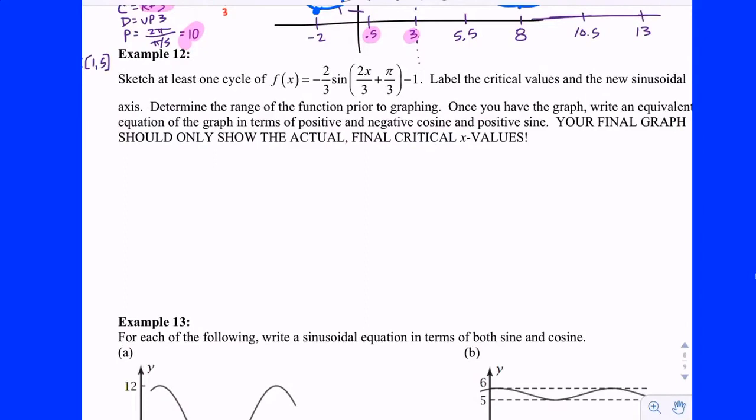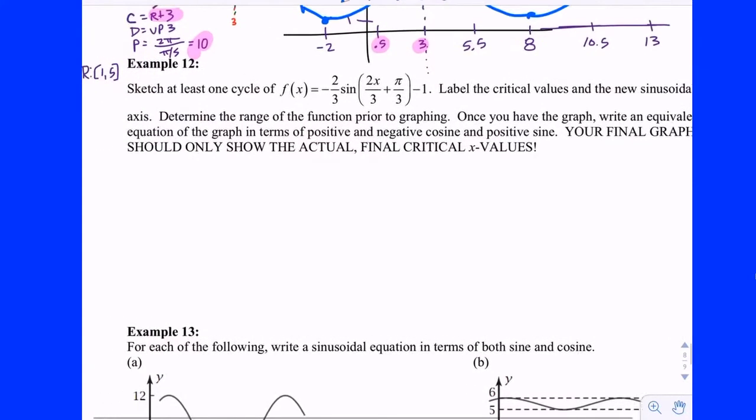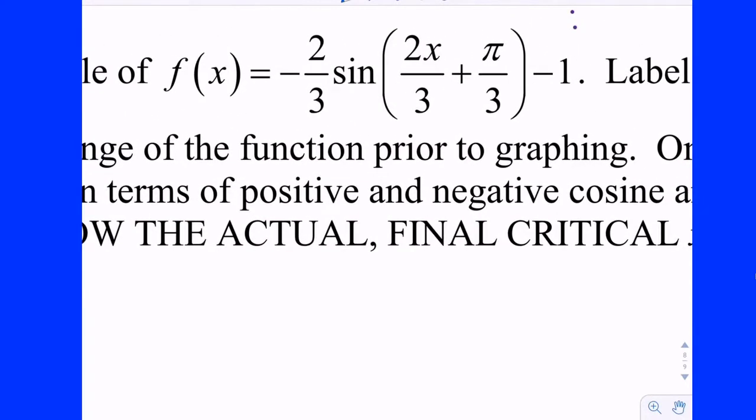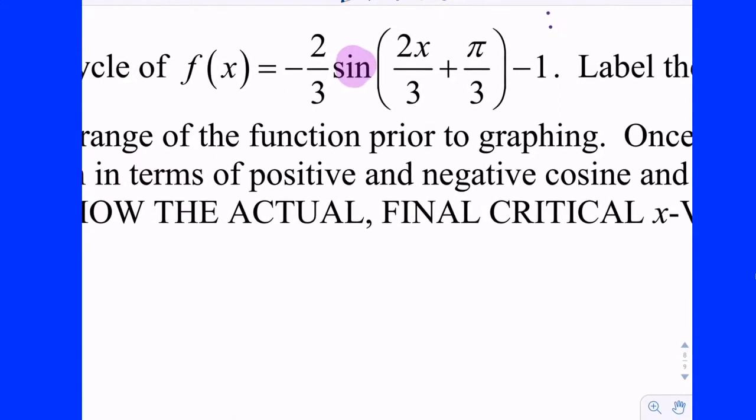Example 12 is going to be another one of those fun ones where the critical values are kind of messy, which means they're kind of fun. Sketch at least one cycle of this function. Label the critical values. Okay. What's the parent function? Sine. That's pretty easy, right? Once you identify the parent function, you look to see if it's in standard transformation form. Is it? No. So that's our next goal.